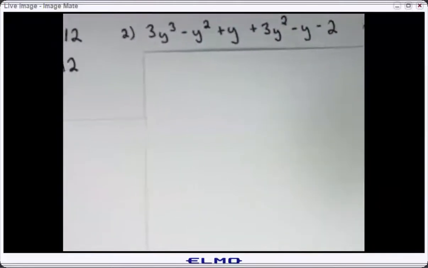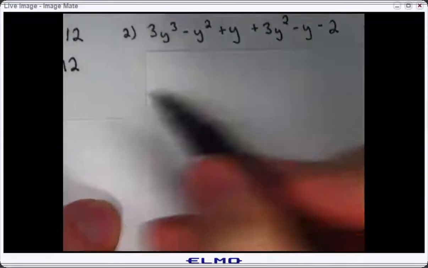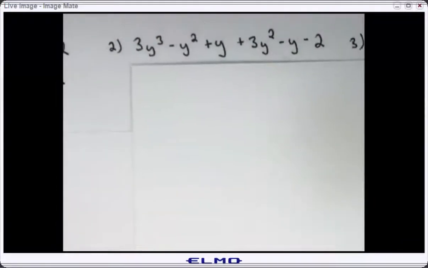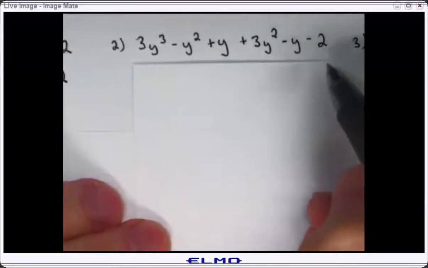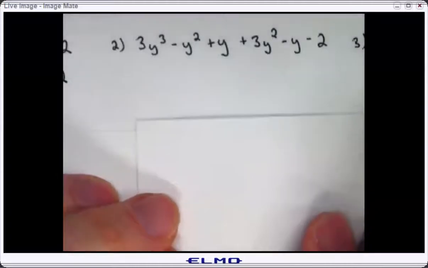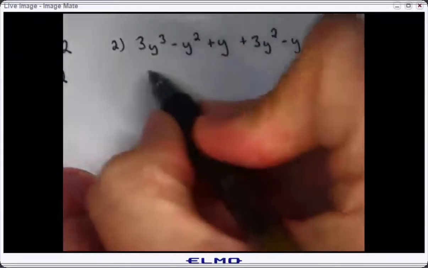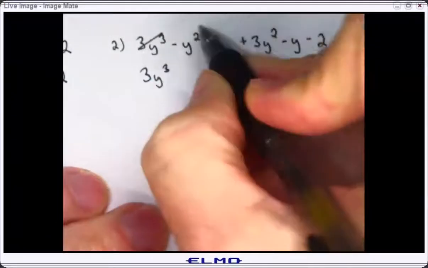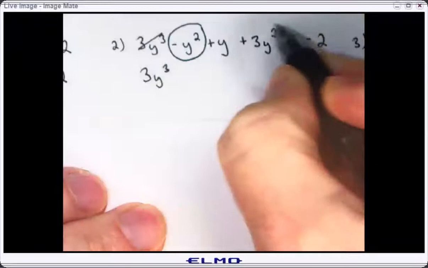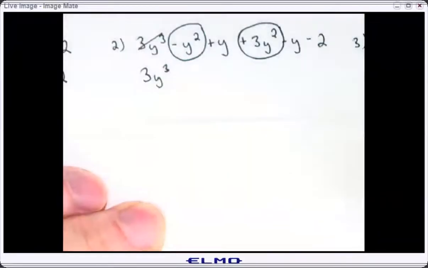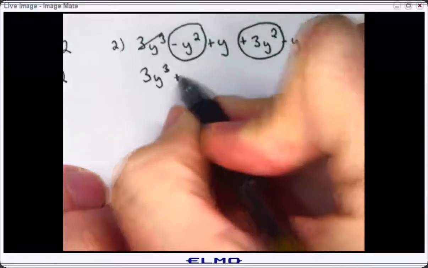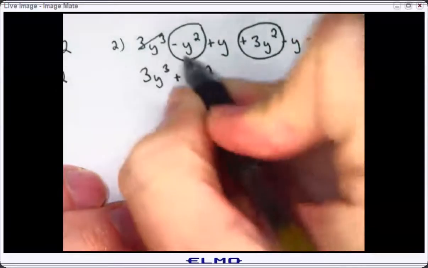On number 2, we have 6 terms: 3y cubed, negative y squared, positive y, positive 3y squared, negative y, and negative 2. When I combine like terms, I only have 1 y cubed, so I bring it down. I have 2 y squareds. Those are like terms. I will combine them. I have a negative 1 plus 3, which gives me positive 2y squared.